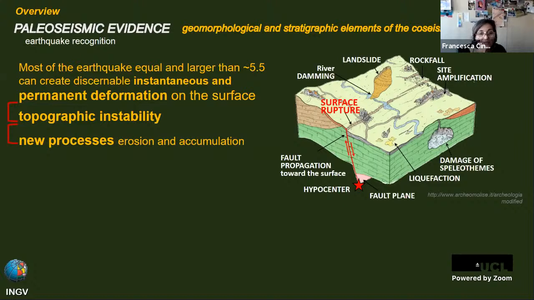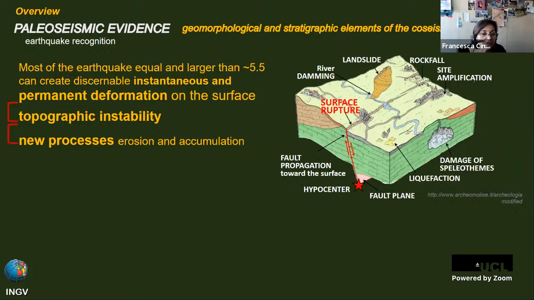When an earthquake equal to or larger than about 5.5 occurs, it can create instantaneous and permanent deformation on the surface. And this can occur very close to the source, or even kilometers, tens of kilometers apart.